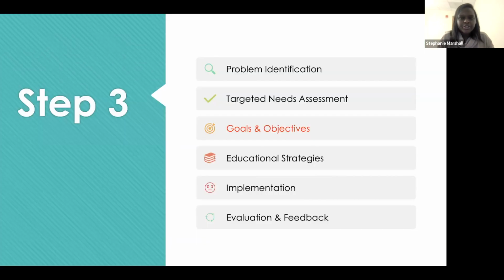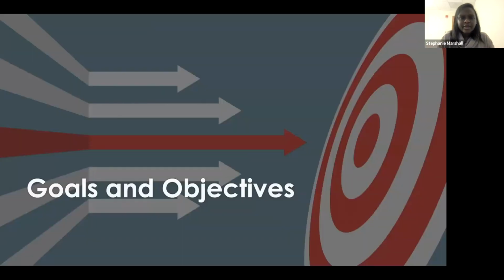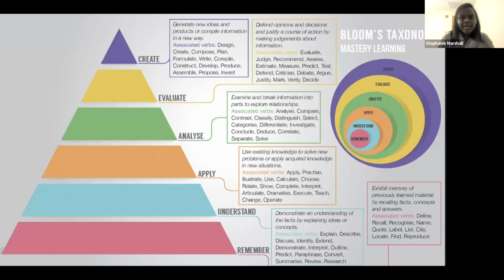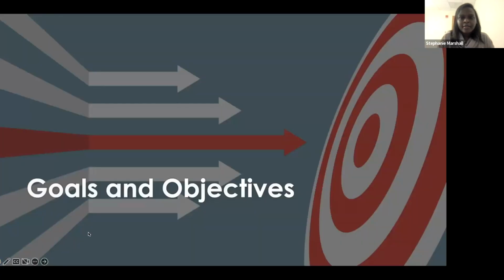In step 3, once your needs have been identified, it's time to address those needs by developing goals and objectives. The main goal of this step is to define and provide focus to your curriculum. These steps will help direct the choice of curriculum content, help suggest what learning methods would be the most effective, and provide clear communication about what the curriculum addresses and hopes to achieve.